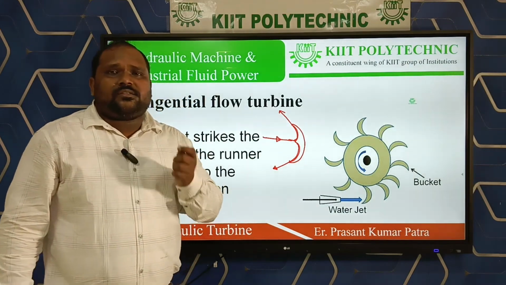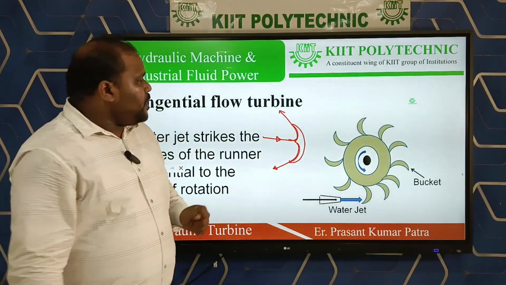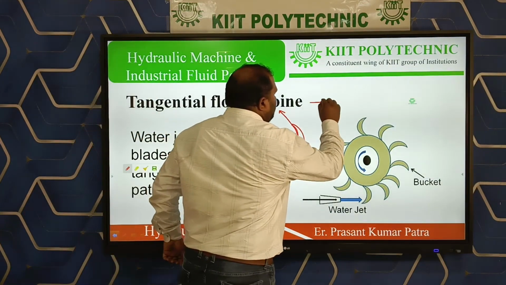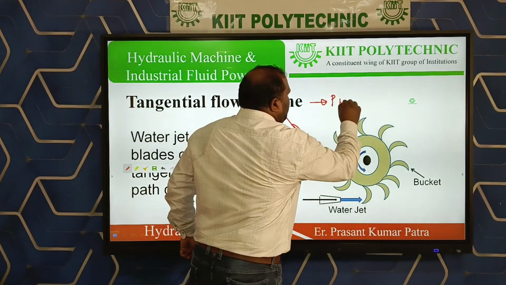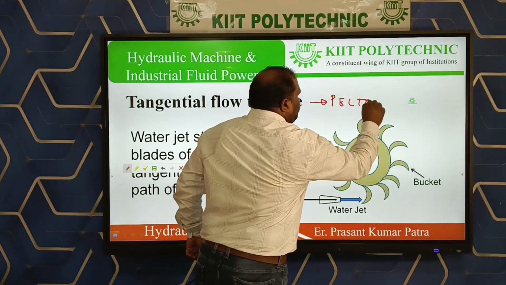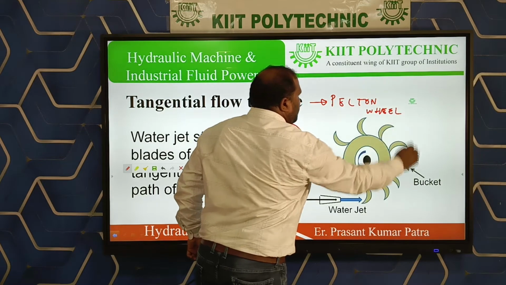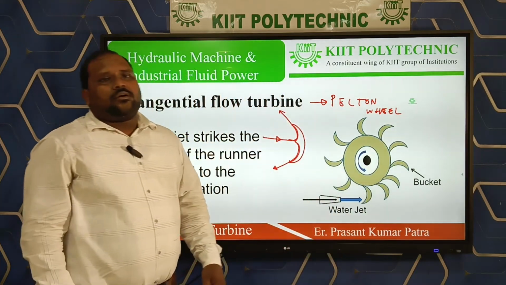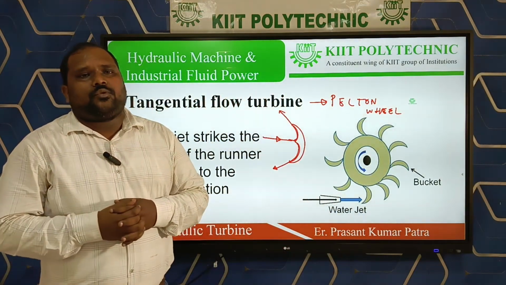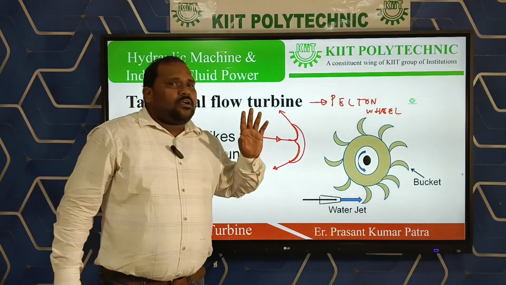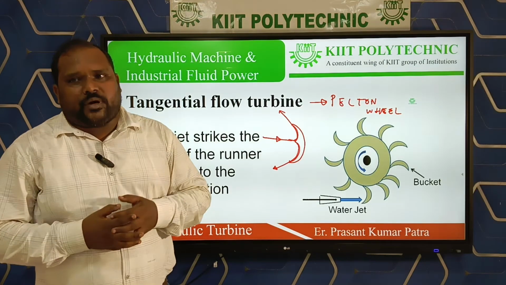this is the tangential flow turbine. So the best example for this tangential flow turbine is the Pelton wheel. So this Pelton wheel is the example of tangential flow turbine, depending upon what? Depending upon the direction of flow of water.